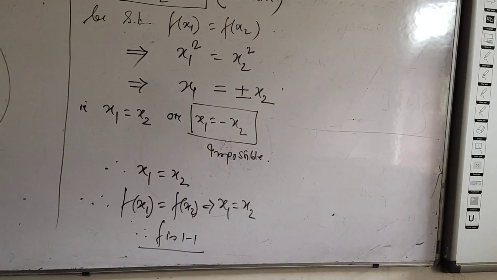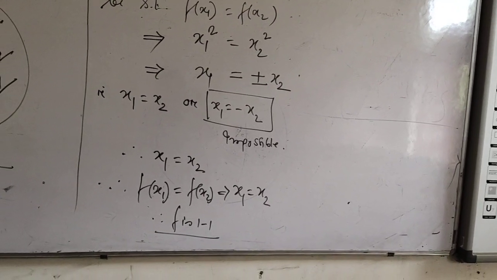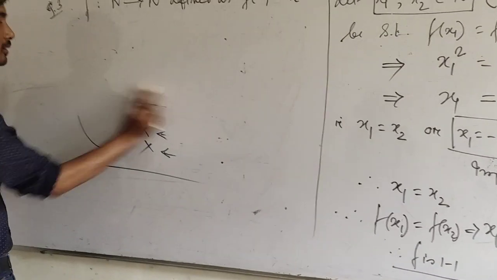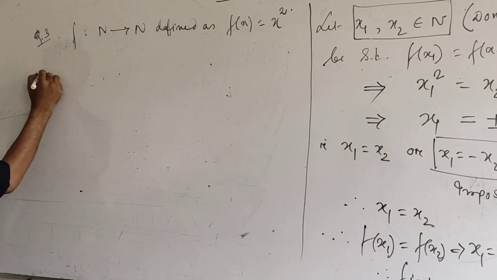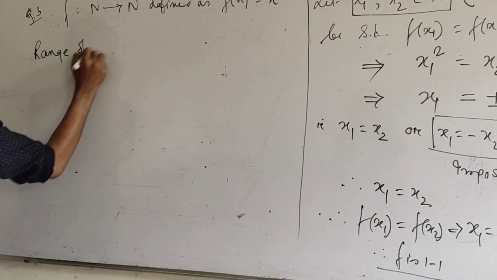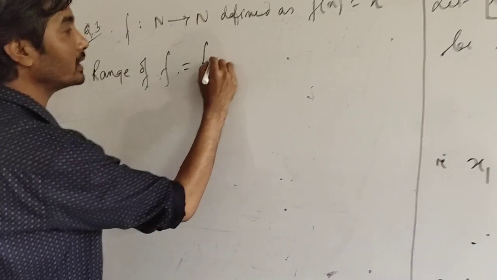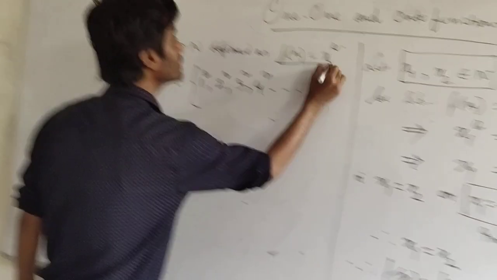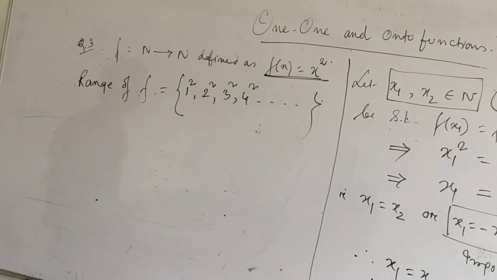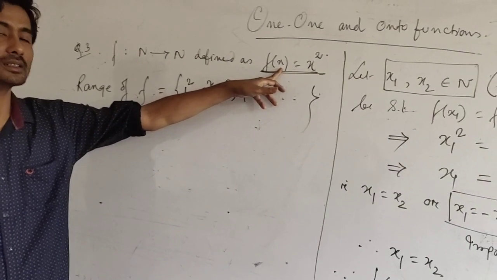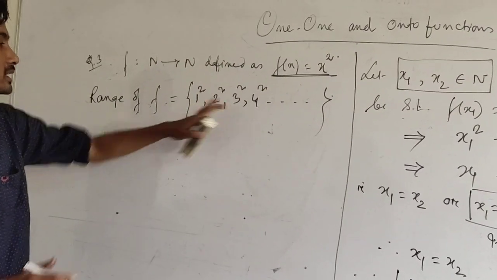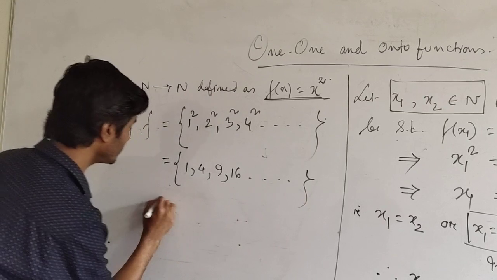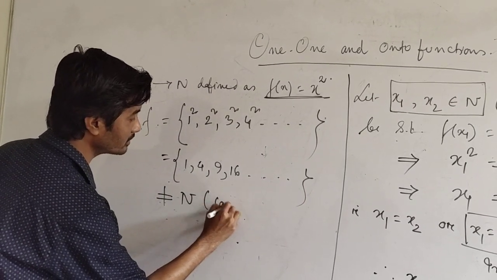And then for the onto part, simply what do we do? We find out the range, and we see that the range is not equal to the codomain, and our work is done. Range of f is clearly 1 squared, 2 squared, 3 squared, 4 squared and so on, because this is the definition of the function f(x) equal to x to the power 2. For x, I have to take the natural numbers starting from 1, then 2, then 3 and so on. So this is the range, equal to 1, 4, 9, 16 and so on, which is not equal to N, which is the codomain.